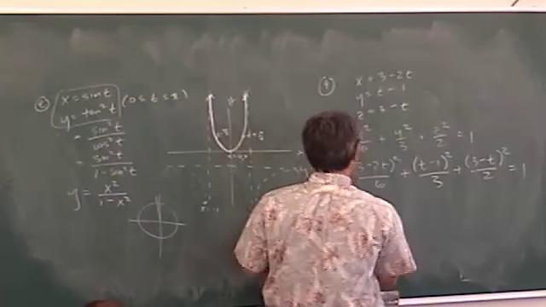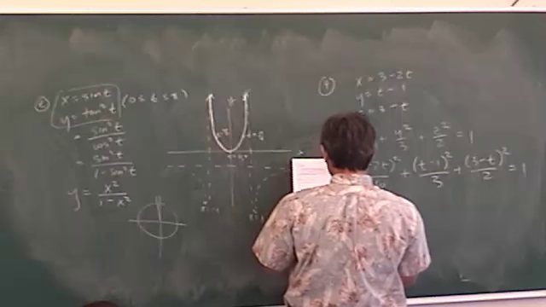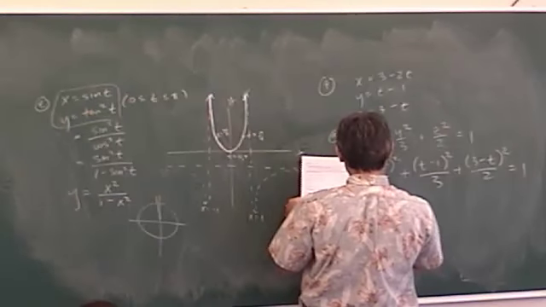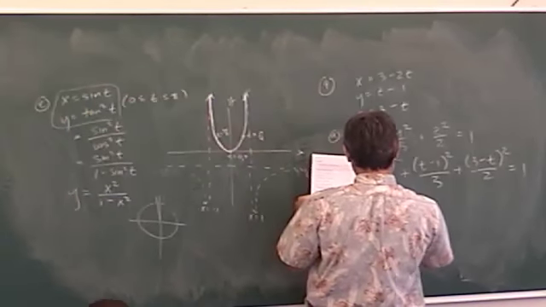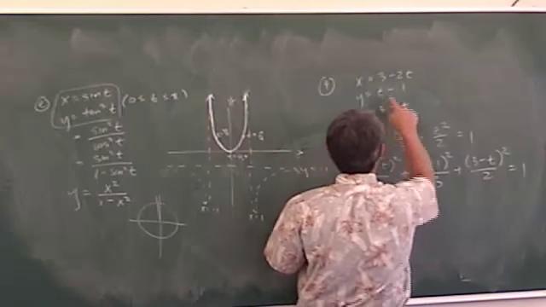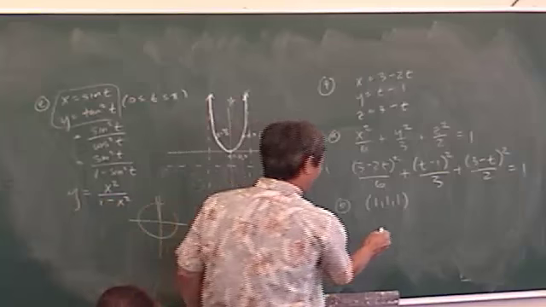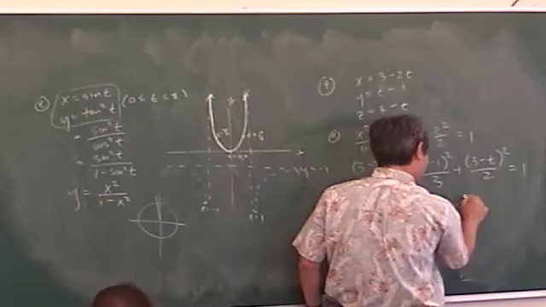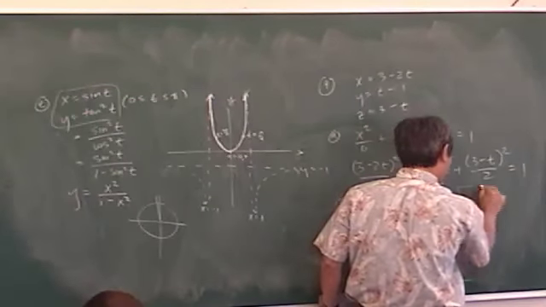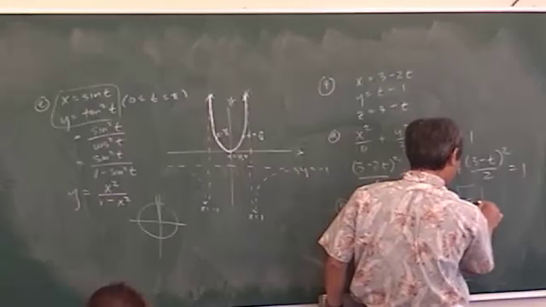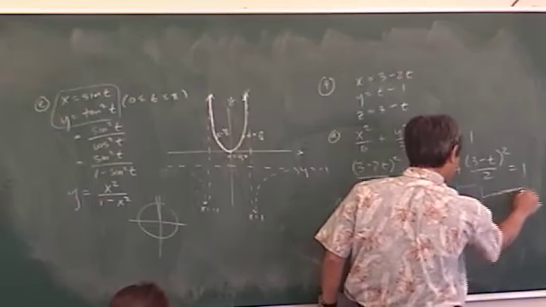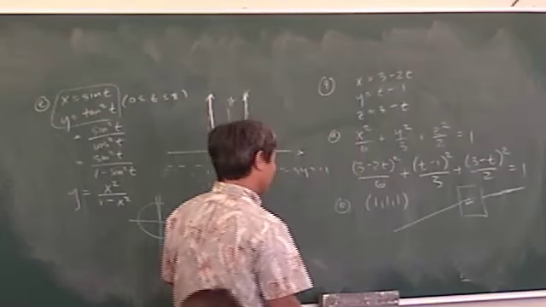Okay, here we go. B. Write the equation of the plane that passes through the point (1, 1, 1), and it is perpendicular to the line. This is a line right here. So you have a line, and we want to write the equation of a plane that's perpendicular to this line.